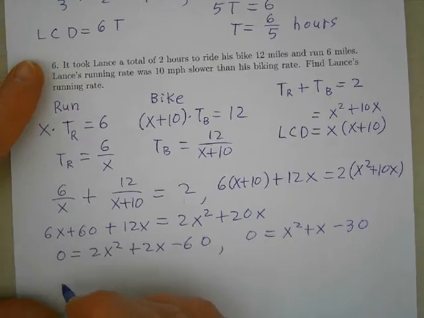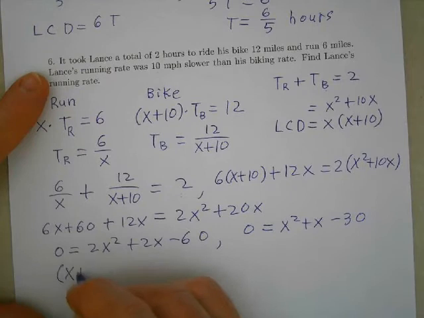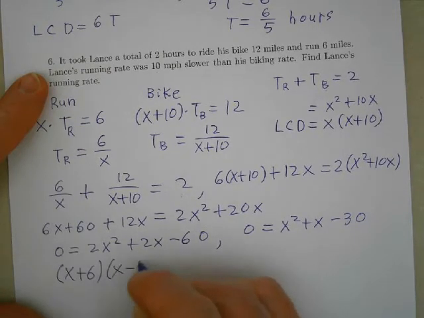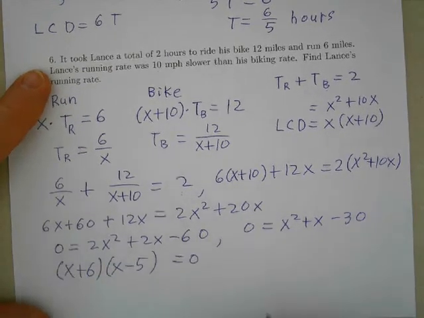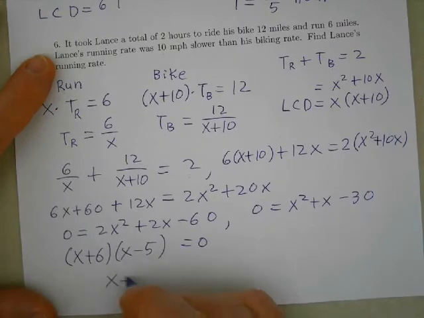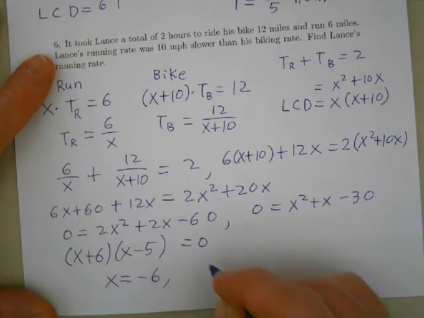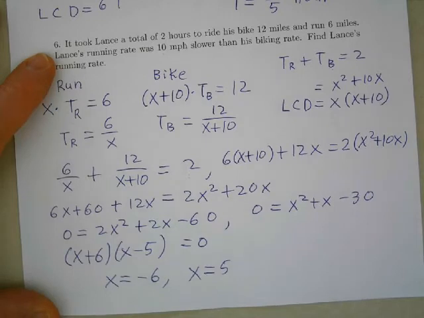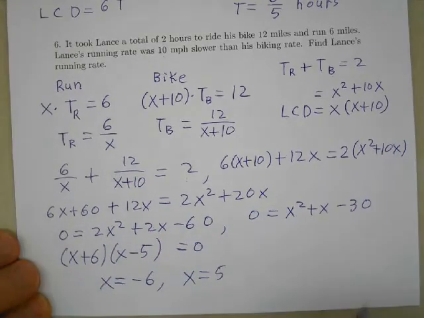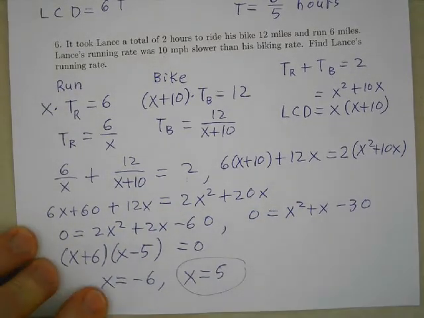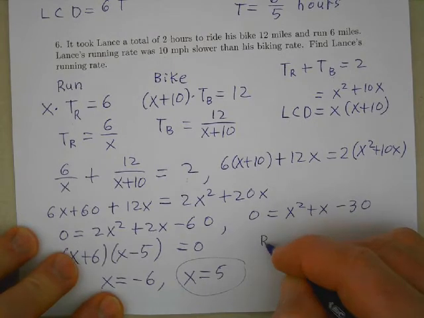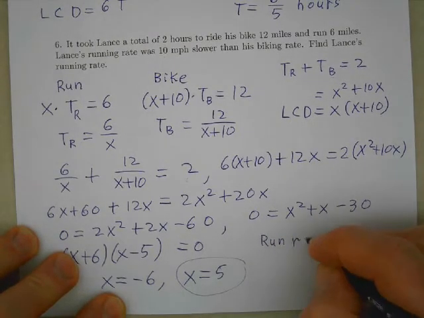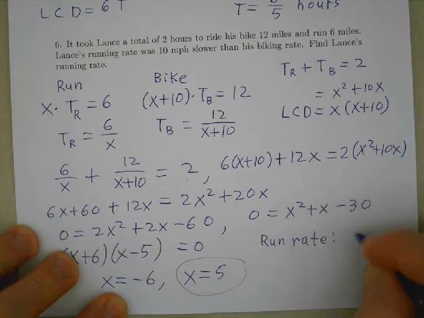The two factors are x plus 6 and x minus 5. The two solutions to that equation are negative 6 and positive 5, but in the context of the problem, only the positive solution makes sense. So Lance's running rate was just 5 miles per hour.